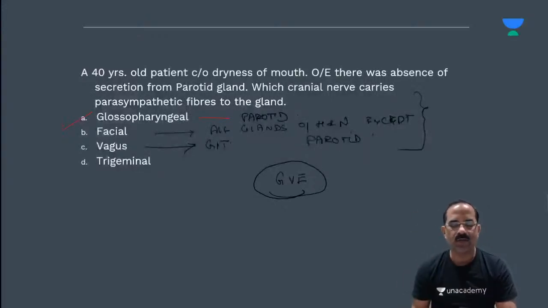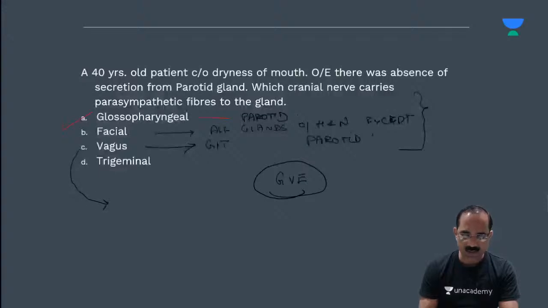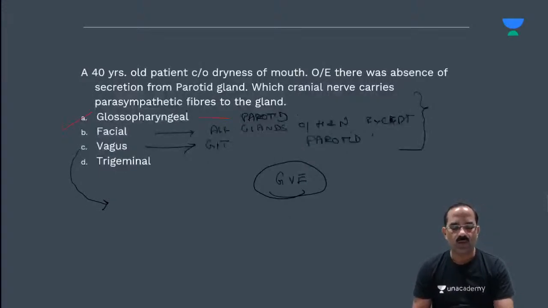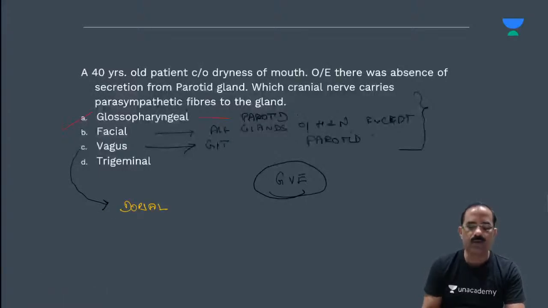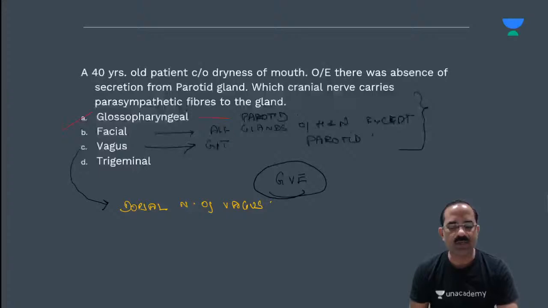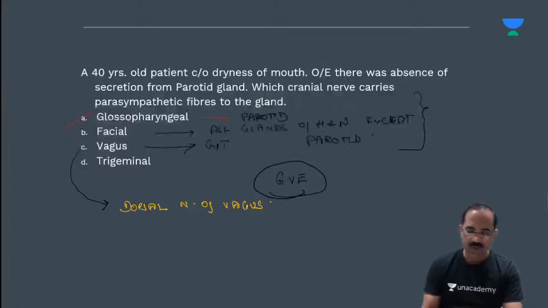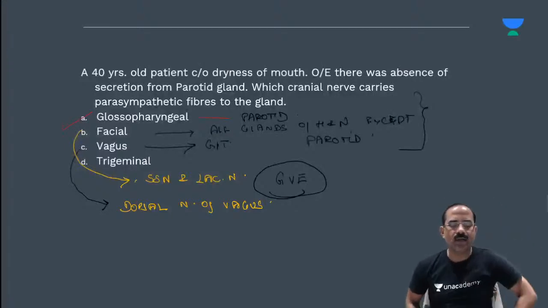Perfect. One more thing I'll ask: can you tell me the name of the nucleus of vagus which supplies the glands of GIT? Come on, students. Anyone? Can anyone say? This is the dorsal nucleus of vagus. So the nucleus of vagus which supplies the glands of GIT is the dorsal nucleus of vagus. And what is the name of the nucleus of the facial nerve which supplies all the glands? That's the superior salivatory nucleus and the lacrimatory nucleus.